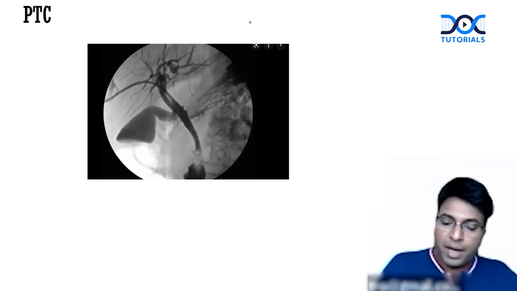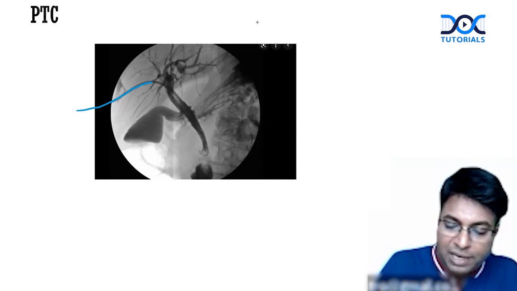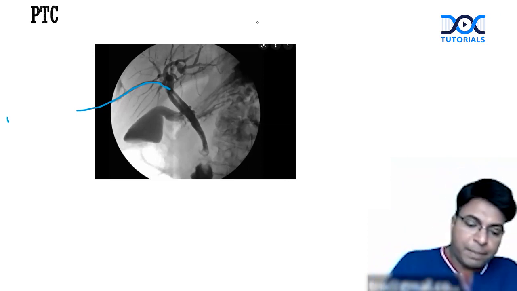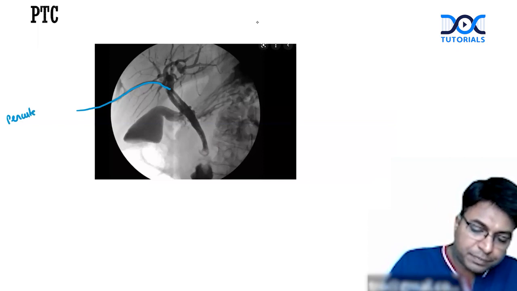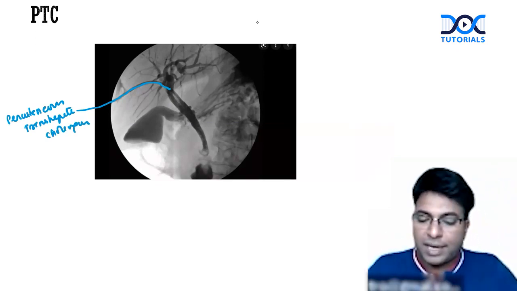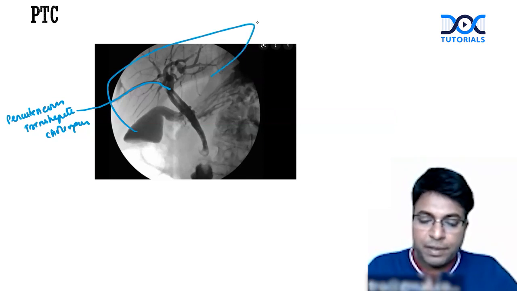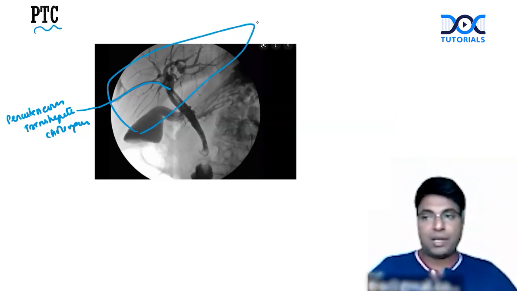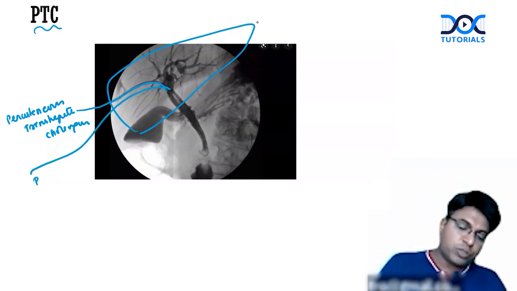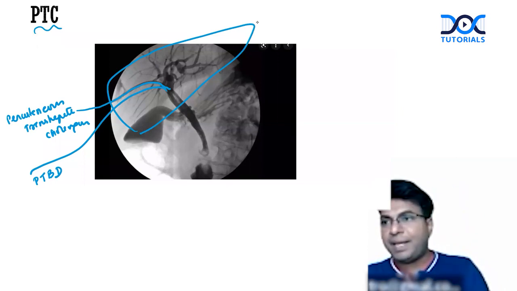This is a picture of a tube you can see is put into the liver directly. A tube is put inside the liver. Percutaneous transhepatic cholangiography. So in this, we directly put the contrast into the liver. This is percutaneous transhepatic cholangiography. Yes, this can be used to drain the bile. That procedure is known as percutaneous transhepatic biliary drainage, PTBD.